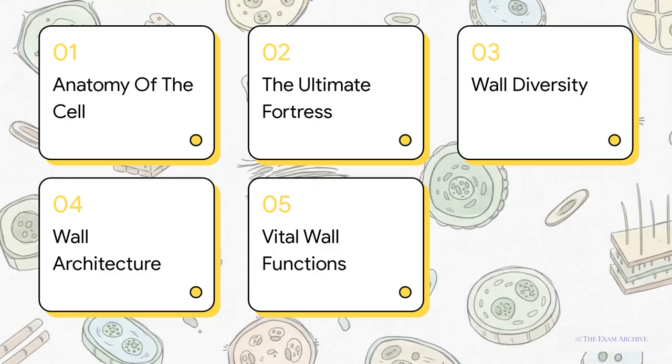So here's our game plan for today. Grab your notebooks because this is going to be a data-dense deep dive. We'll start with the anatomy of the cell, then look at the ultimate cellular fortress. Third, we'll check out wall diversity across species. Fourth, the architecture of wall layers, and we'll wrap up with the vital cell wall functions.